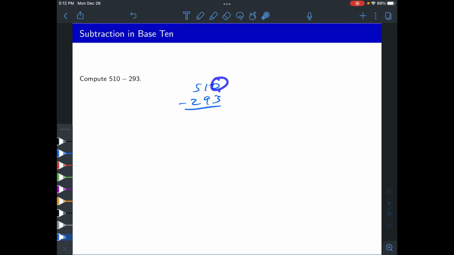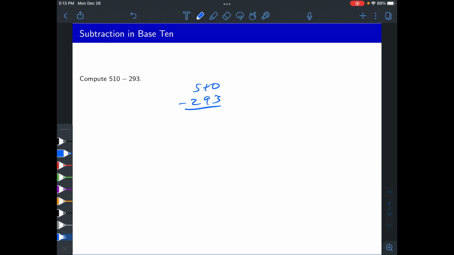So I have 0 ones right here, and I'm trying to take away 3 ones, right? I can't take 3 away from 0, so I have to borrow a group of 10 from this next larger place value, and then combine that over there.